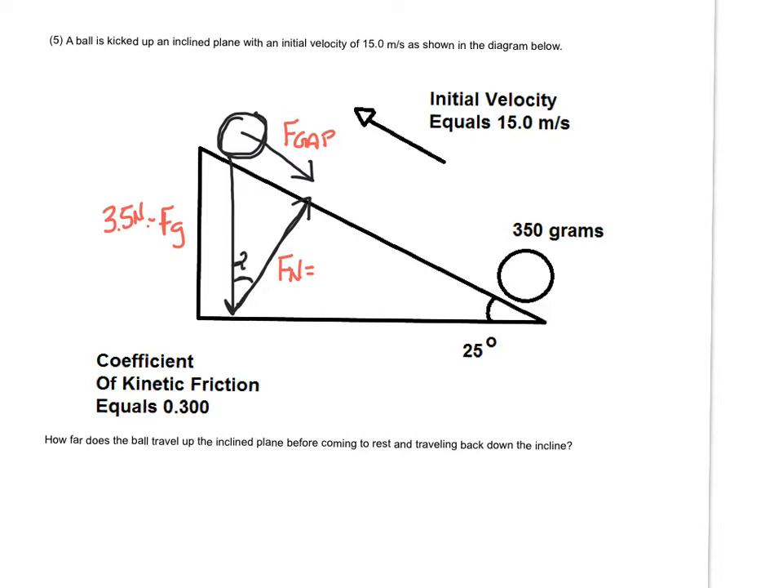25 degrees holds true for here, but 65 degrees holds true for up here. You can use whichever angle you wish as your reference angle. I would, in this situation, use 65 degrees as my reference angle. Normal force is equal to force of gravity times sine 65. This is the opposite end of the triangle with regards to the 65 degrees. Solves for normal force.